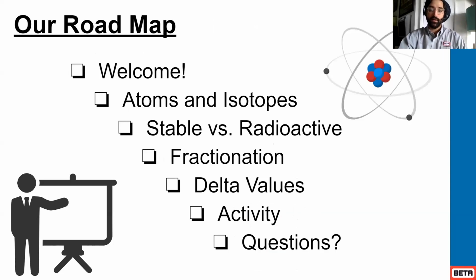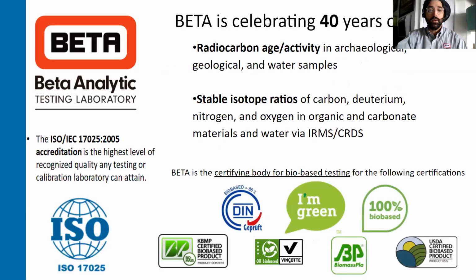But how are we going to get there? I'll welcome you again. For those who are not familiar with Beta, we'll review atoms and isotopes, and a little bit of stable versus radioactive. In discussing stable versus radioactive, we'll discuss fractionation, the delta value, and activities. For questions, you should be able to use the Q&A function at the bottom of the presentation. Again, welcome, and thank you guys for being here.